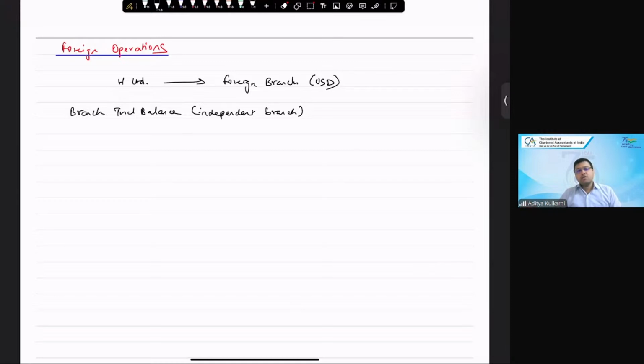If this foreign branch was dependent, then it would be the same as Indian Ash Limited. Same as INR. I gave you the example in the last class.